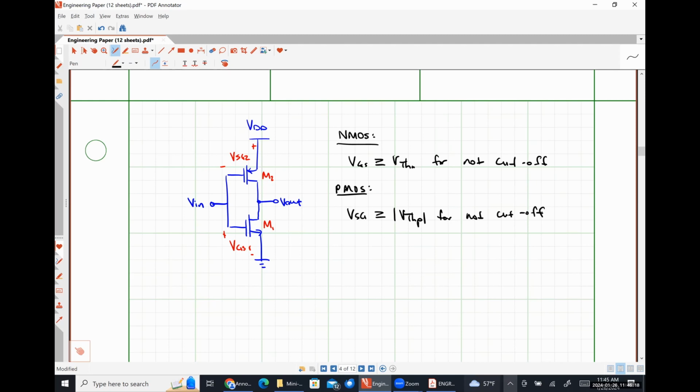And then in the opposite case, if we put our input as low, this guy turns off, this guy turns on, so that pulls our output high.